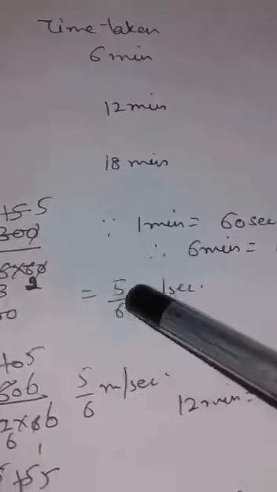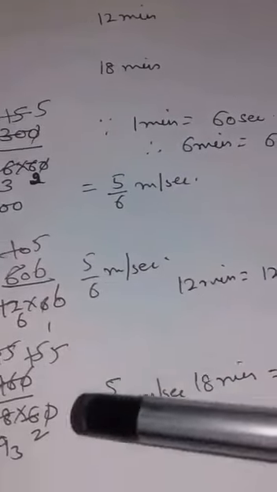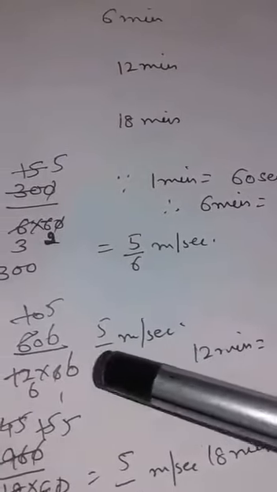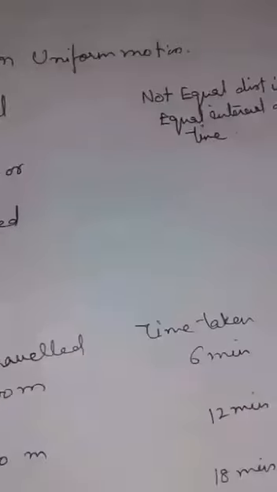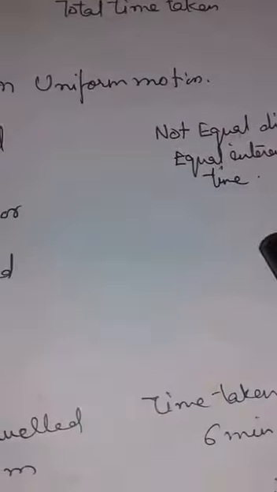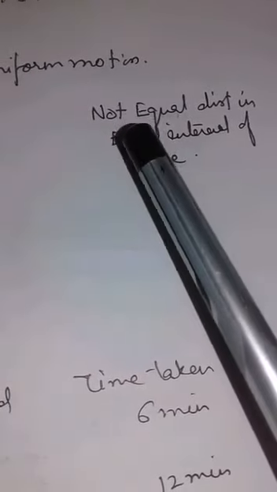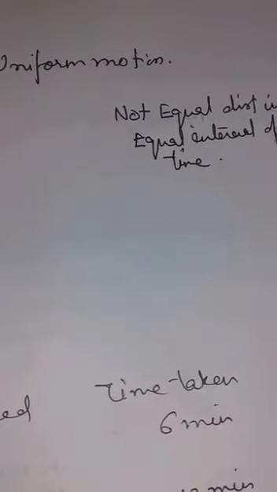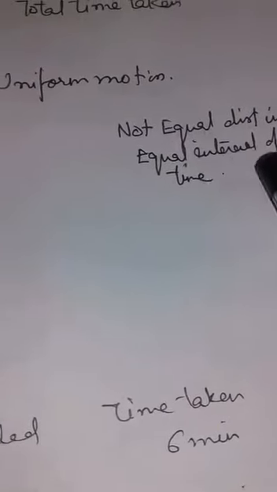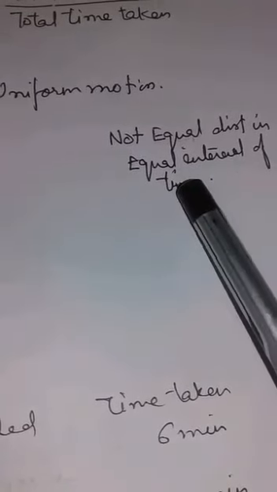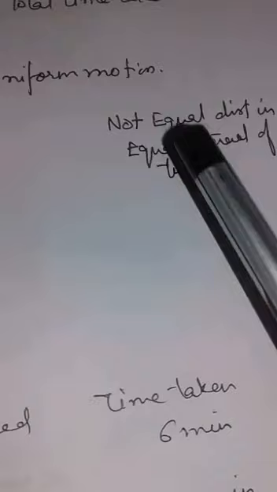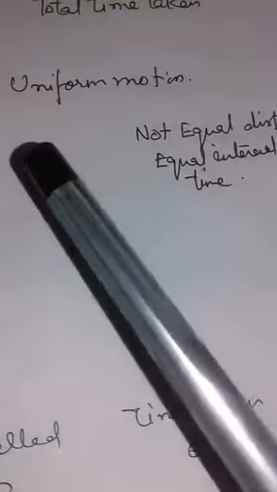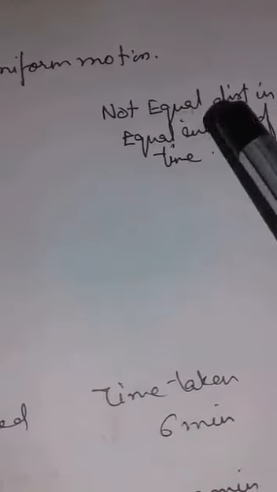If speed does not remain the same in every part, first, second and third, then it is said to be non-uniform motion. Non-uniform motion is defined as when the object does not cover equal distance in equal intervals of time. Means every time also differs as well as distance also differs. So it means that non-uniform motion does not have uniform speed.